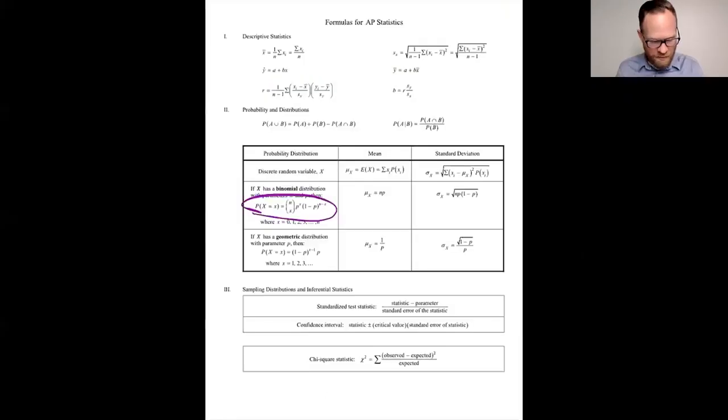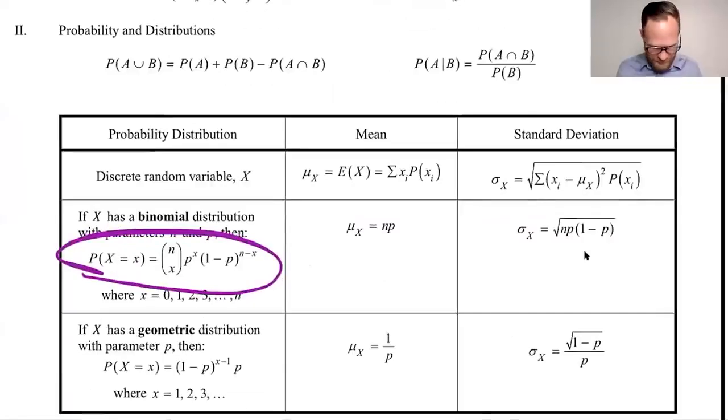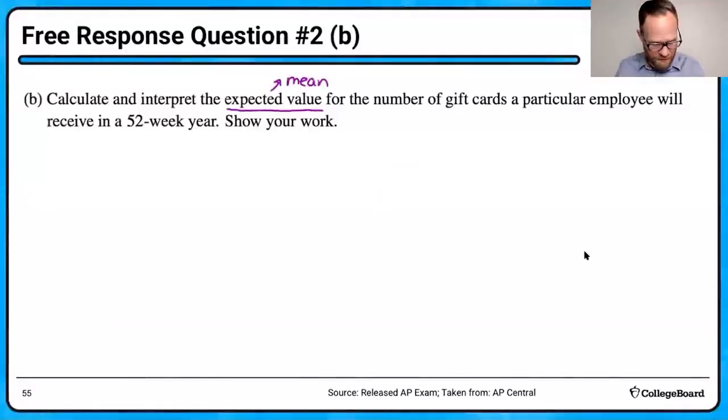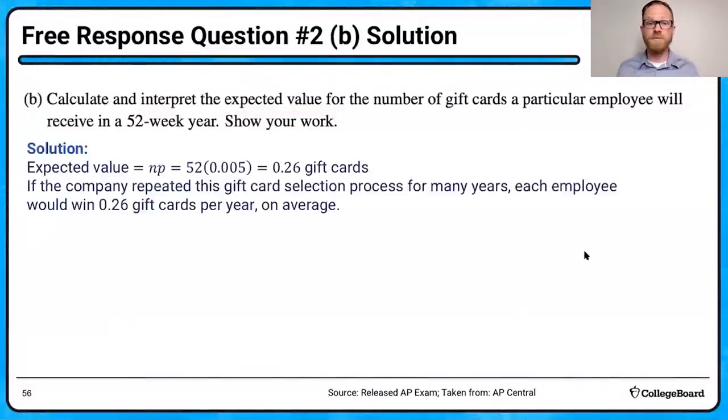Well, let me jump back over to my formula sheet here and zoom back in on the binomial section. And you can see there is a formula there for calculating the mean, or the expected value, is n times p. So that's the formula that we're going to need in order to calculate our expected value here. And then we're going to have to interpret. So using n times p, 52 times 0.005, we get 0.26 gift cards as the expected value.